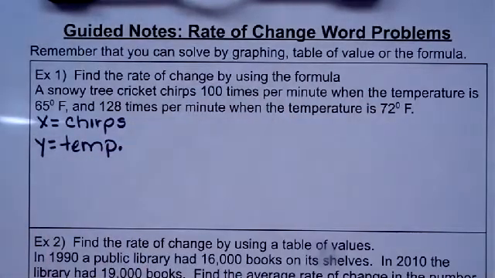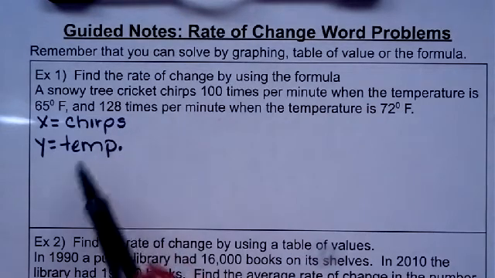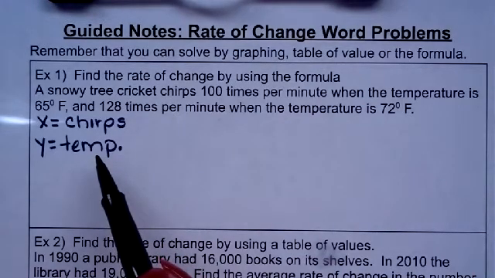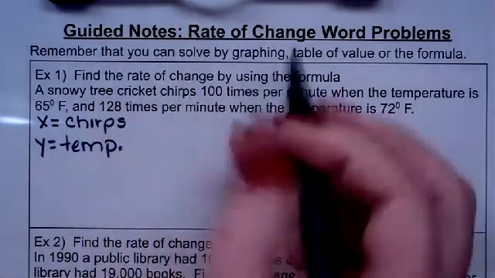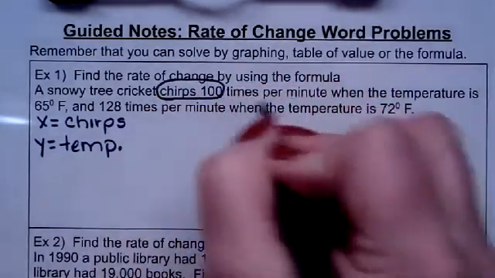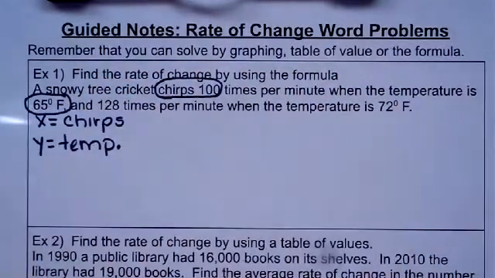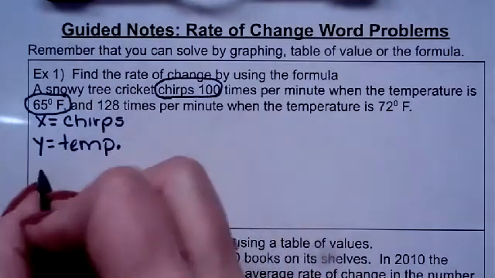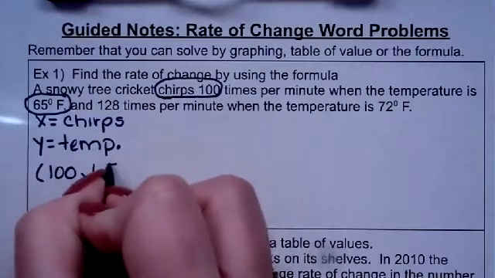So every one of my points is going to have an X value that relates to chirps. The Y value is going to relate to temperature. Now, we're going to pick apart the sentences to find our combinations. Right here it says a snowy tree cricket can chirp 100 times per minute when the temperature is 65 degrees. So that means my first ordered pair is going to be (100, 65).